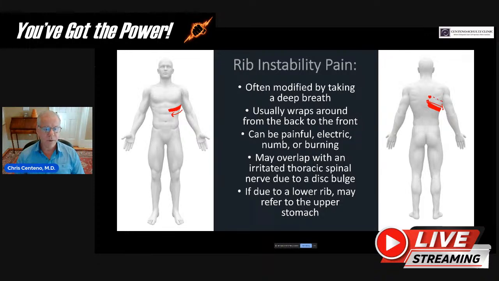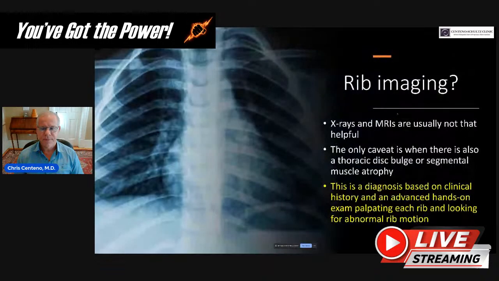And if it's due to the lower rib, it can refer to the stomach. So I think I've told this story a few times now. We had a patient with a rib issue and a disc bulge at like T11 or T12. It was wrapping into his stomach, and he got the $1 million GI workup when all he really had was a lower rib cage issue. So can you image this? And regrettably, X-rays and MRIs are usually not all that helpful.